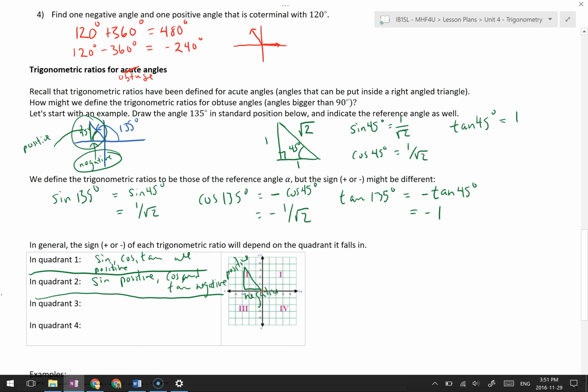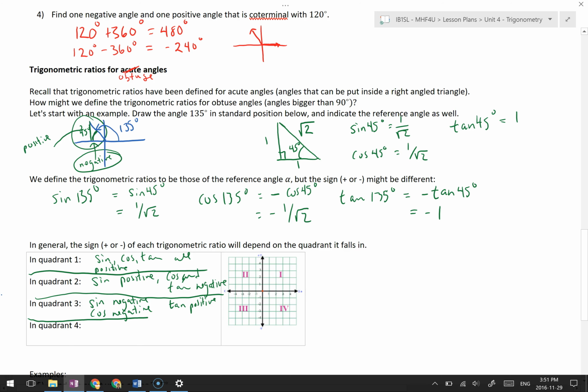Okay. What about quadrant 3? In quadrant 3, we have two negative sides, negative and negative. What does that mean? Well, that means sine is going to be negative, cosine is going to be negative, and tan, which is a negative over a negative, will be positive. Okay.